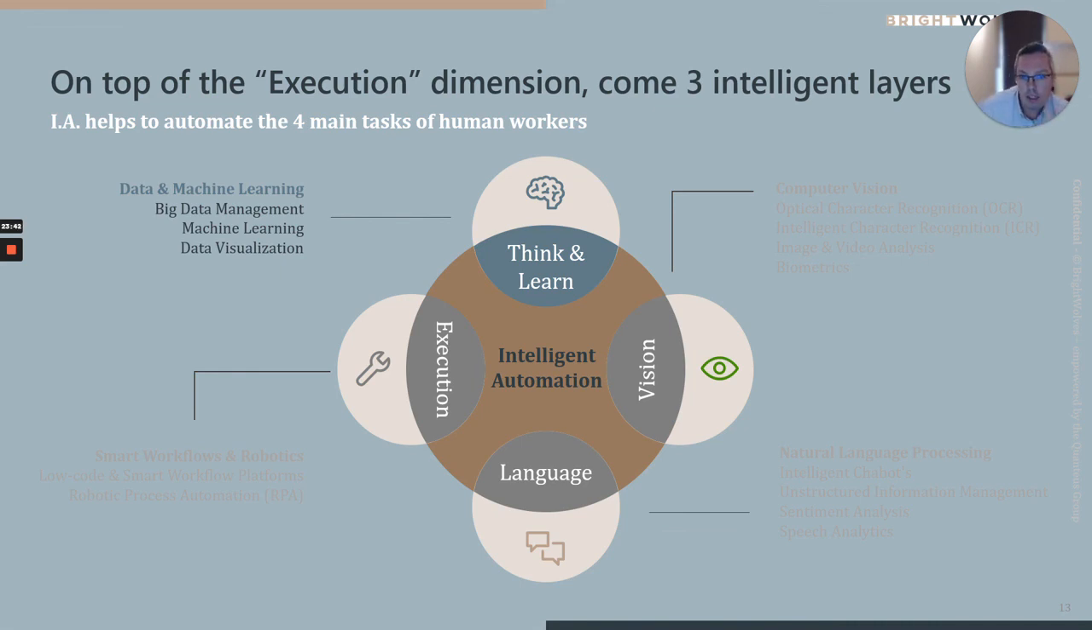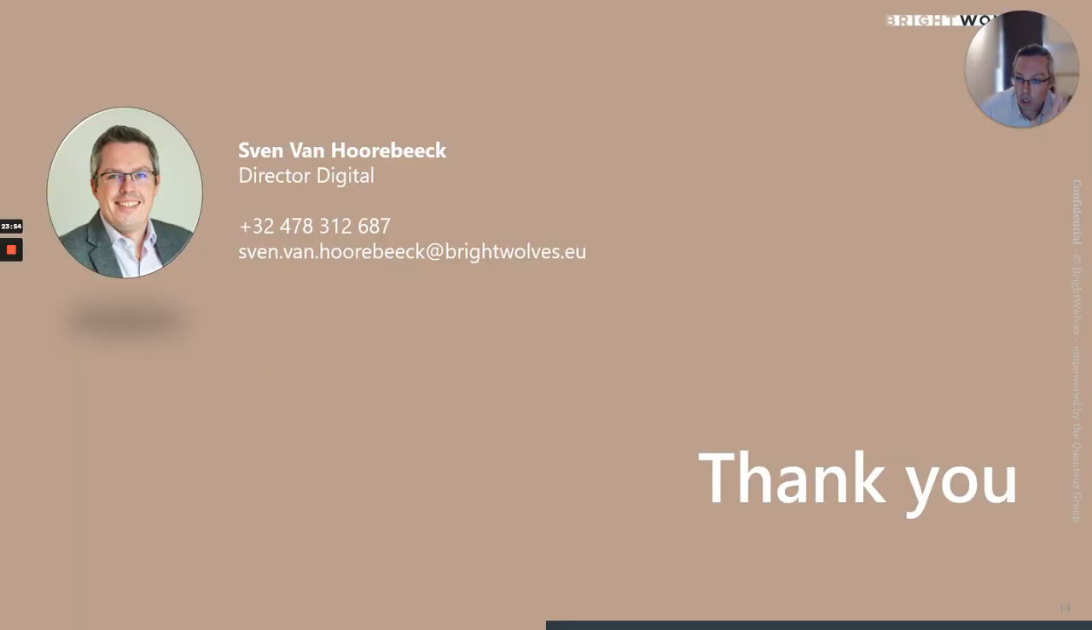Okay, so those were the 4 dimensions of intelligent automation, explained with a few examples. I hope that gave you some more insights on the possibilities of intelligent automation and what it can mean for your company. Should you have questions or anything, feel free to reach out, I would say.